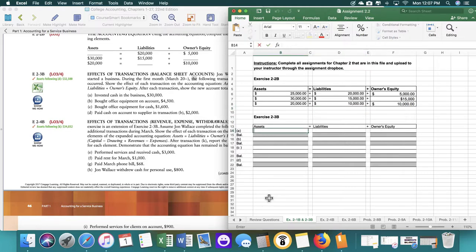So the first transaction is we invested cash in the business of $30,000. So we're just going to put in $30,000 for the asset, because cash is an asset because we have it on hand. Even if it's in the bank, it is considered on hand. Since we invested cash, that is going to be owner's equity because the owner put the money in. So that is going to be $30,000 as well.